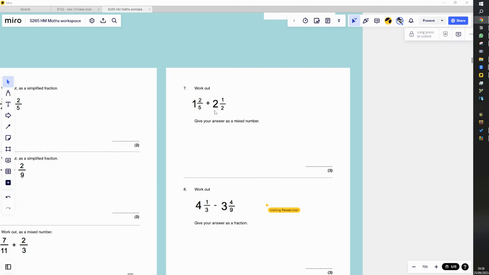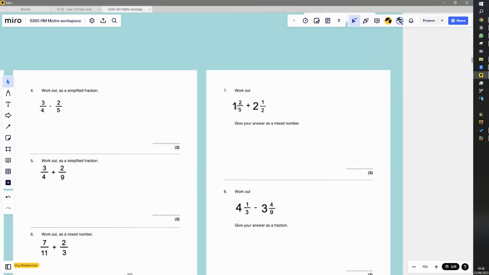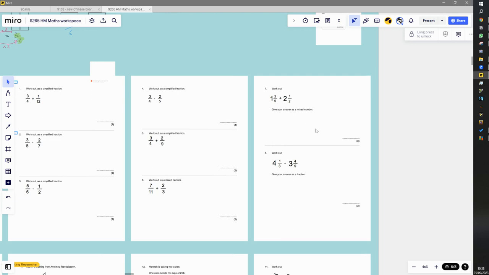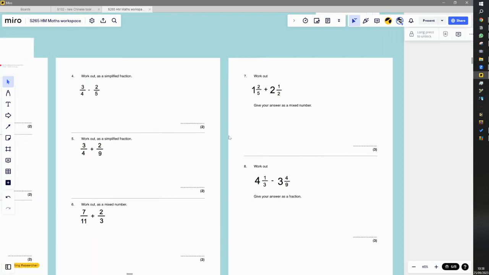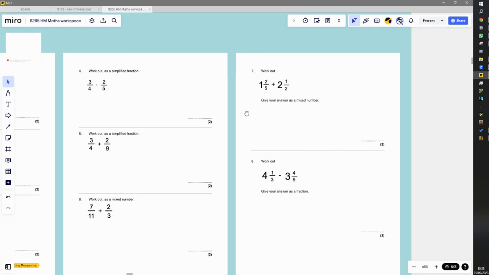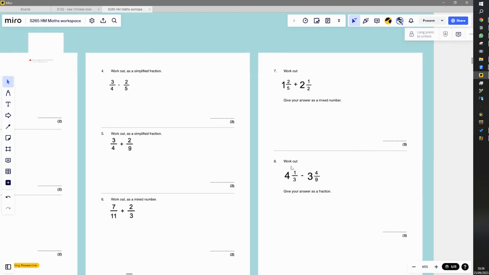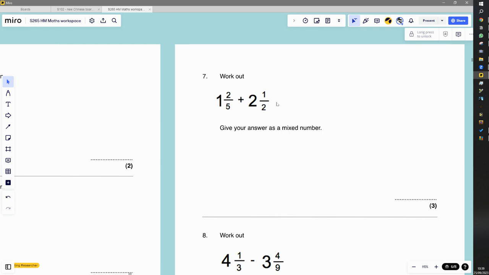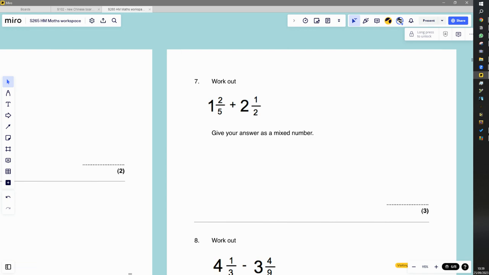So question 7, you're going to eventually use the same sort of method as the previous ones. The difference being that, in fact, question 6 is similar as well. Let's make sure we understand what a mixed number is. Well, you've probably seen 2.5 before. The way you say it, 2.5, it means two things and a half of a thing.